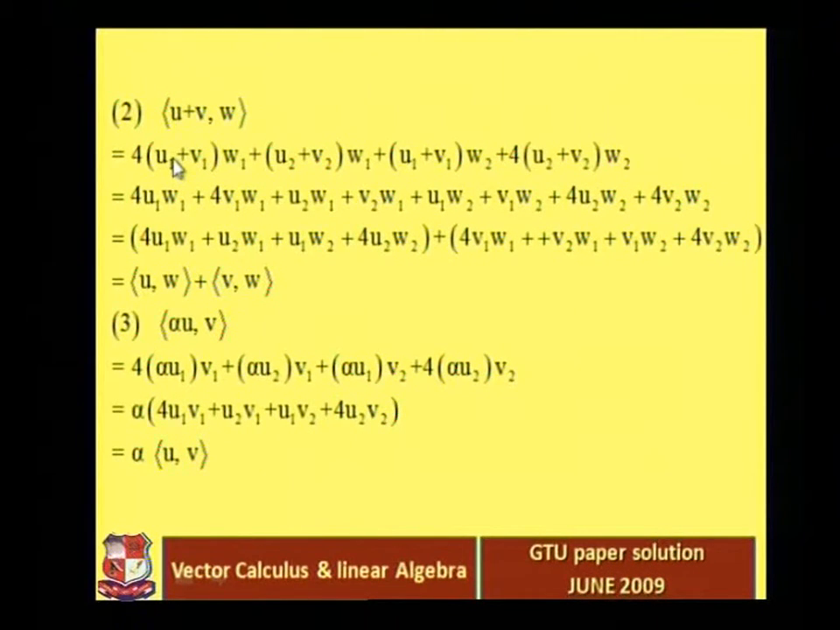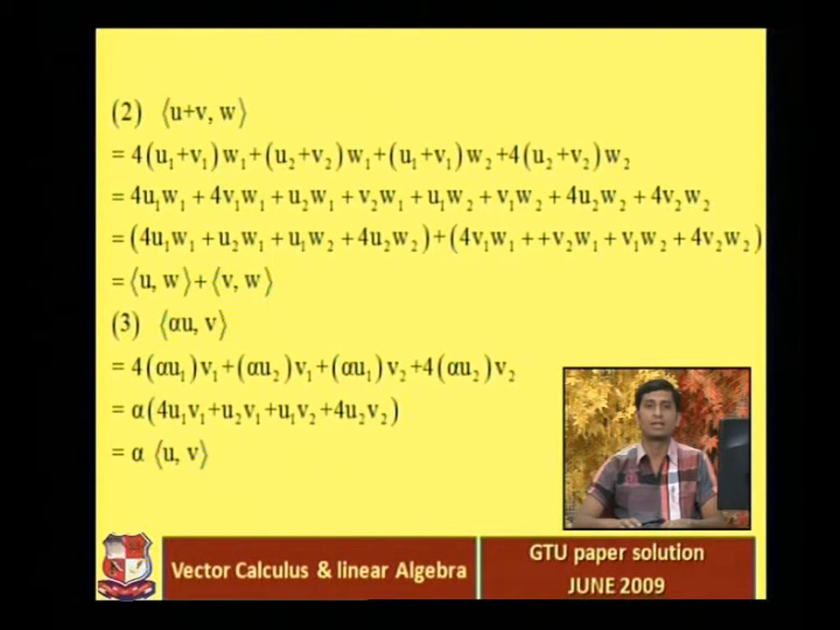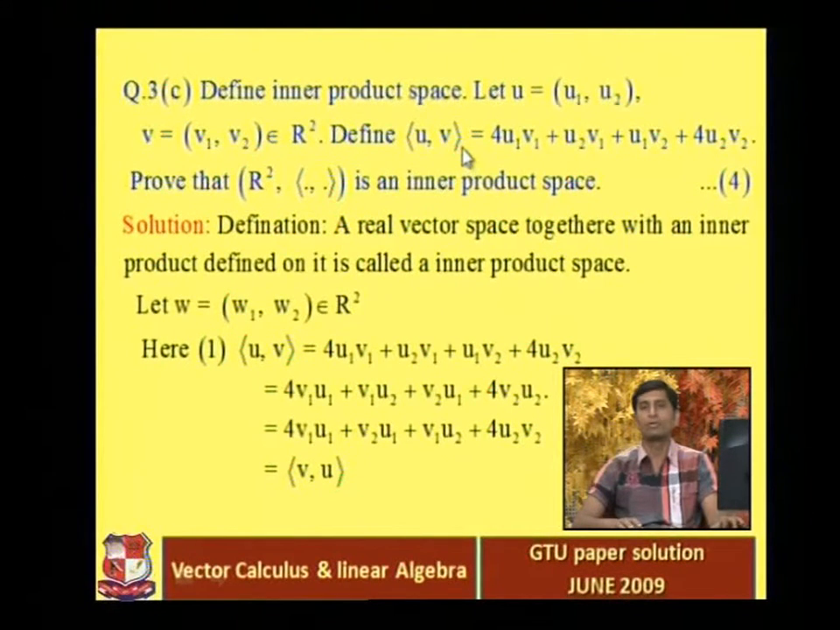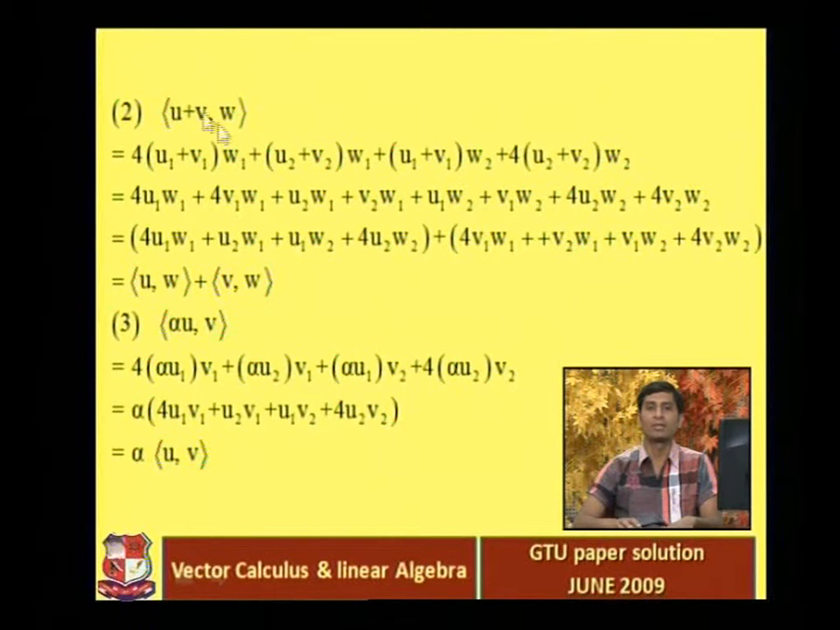Here is the second condition, ⟨u + v, w⟩, which equals 4(u1 + v1)w1 + (u2 + v2)w1 + (u1 + v1)w2 + 4(u2 + v2)w2. We just use the definition of the inner product which we defined earlier: ⟨u, v⟩ is defined as 4u1v1 + u2v1 + u1v2 + 4u2v2. Because we have u + v and w, we know that u + v is (u1 + v1, u2 + v2).